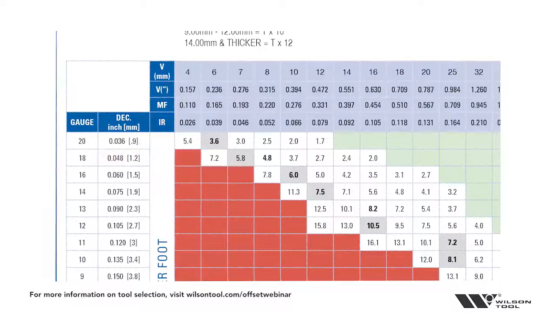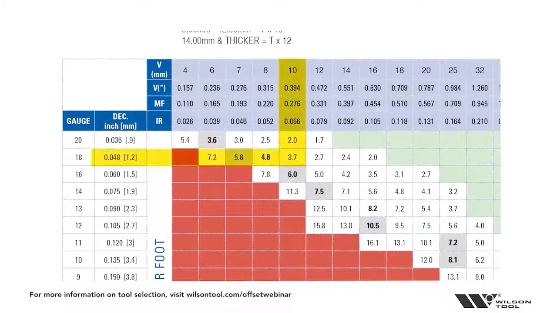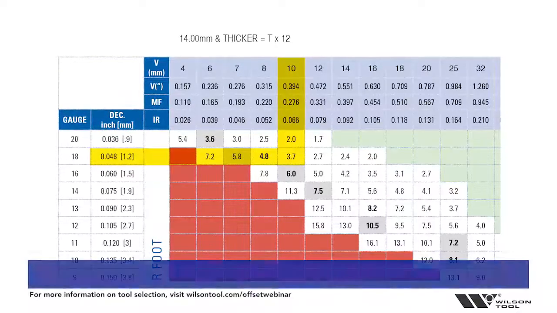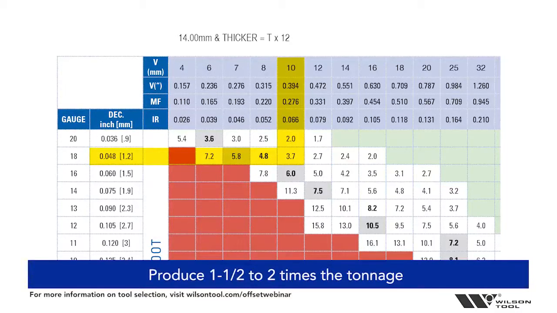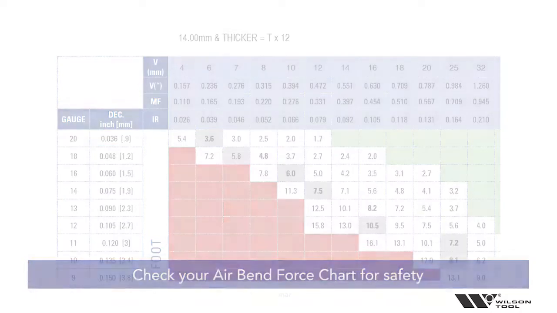So I would go back to my air bend force chart, determine if I can put 048 material into a 10mm V opening, and know that I'm going to produce 1.5 to 2 times the tonnage that's being called out on the chart. You'd want to do that quick test before we go out and bend. But I think we're ready to go out to the brake, make some bends, and show you what actually happens.